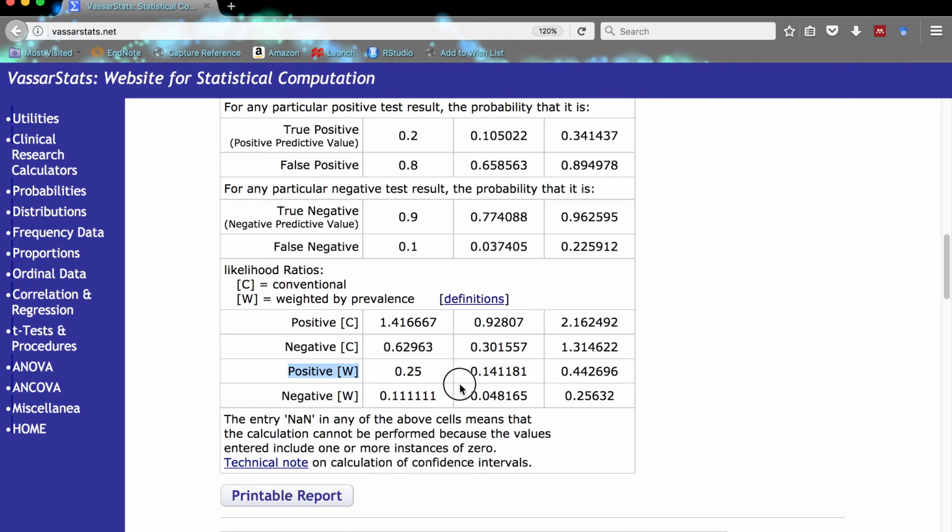Now, if I weight those by prevalence, you can see that this test is just not very good, right? Because they're both very small numbers. It's not very good at all, because I want this one to be large and I want this one to be small. So it's good for the negative end, but not so much for the positive end.